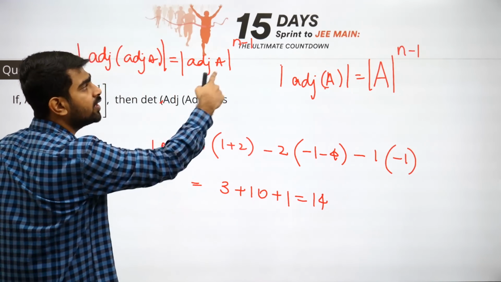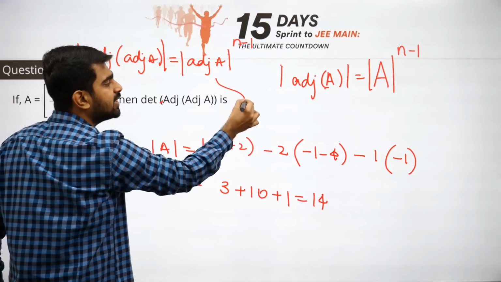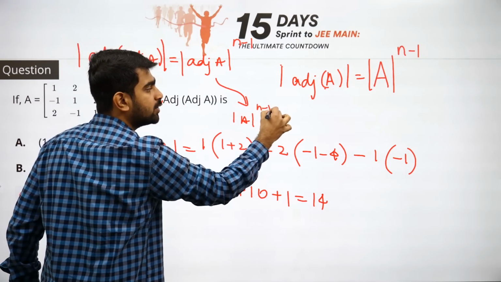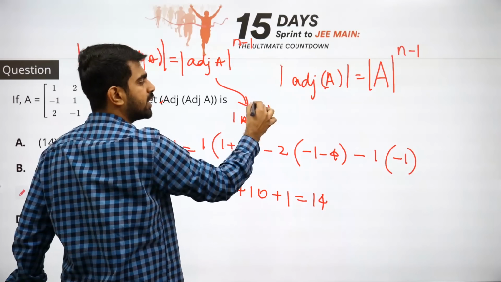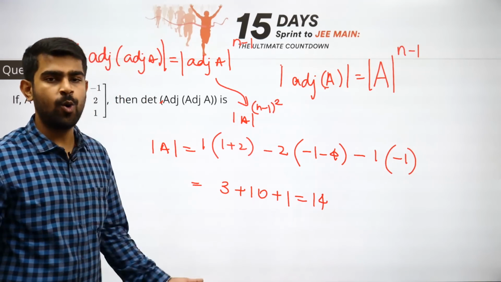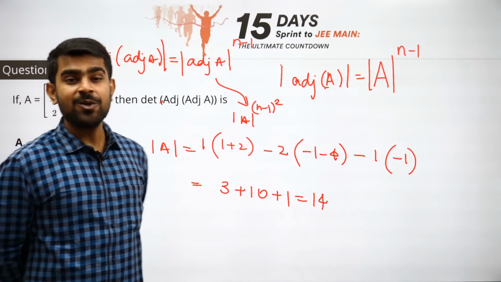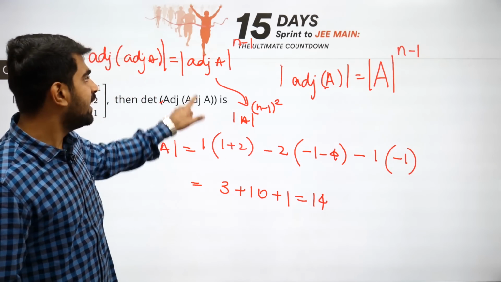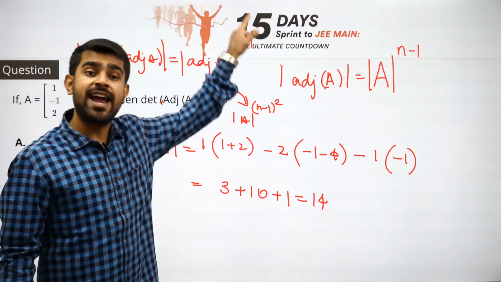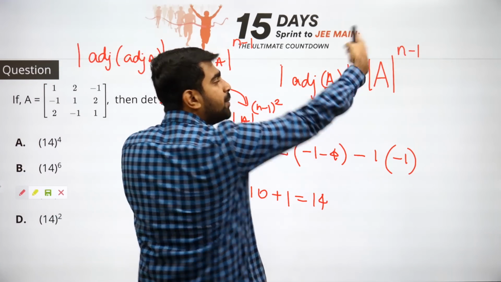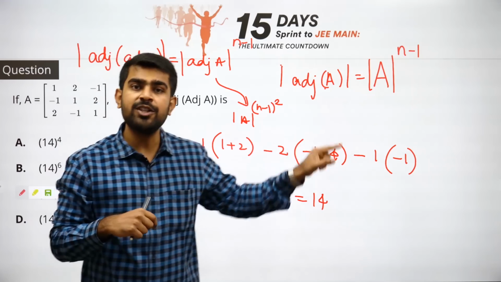Now, it is det of adjoint of A to the power n minus 1. But I know what is det of adjoint of A. It is det of A to the power n minus 1, to the power n minus 1. Over. Done. Okay, guys, that is how you solve it. So what is given here? Det of adjoint of A to the power n minus 1. Now, det of adjoint of A I know, right? It is det of A to the power n minus 1.